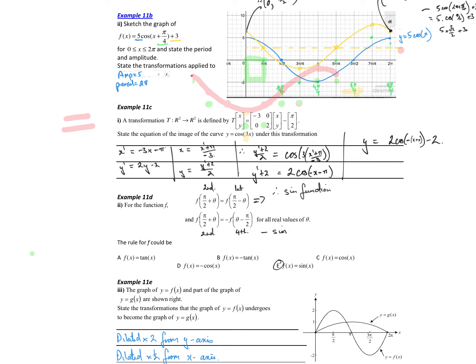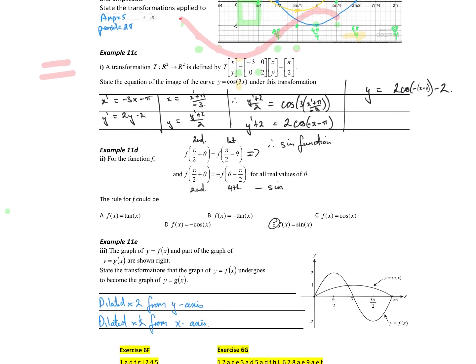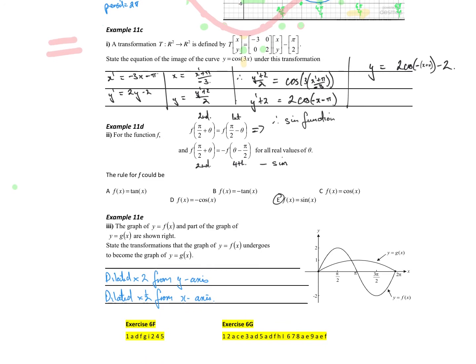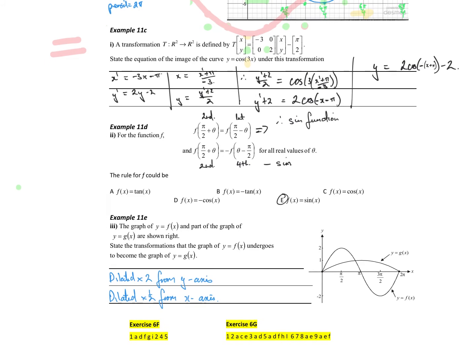We've stated the transformations. No, we didn't have to state the transformations. We've stated the period and the amplitude. All right. Keep moving. The transformation is defined. State the equation of the image of the curve under this transformation. So it's just our matrix transformation, but we're applying it to y equals cos 3x.